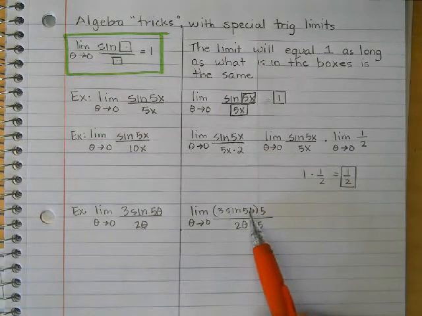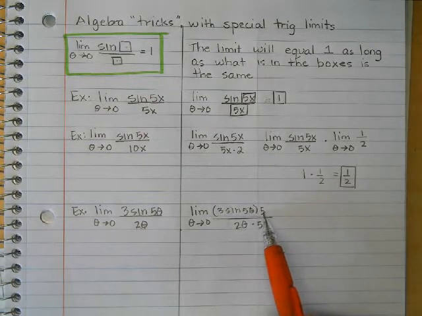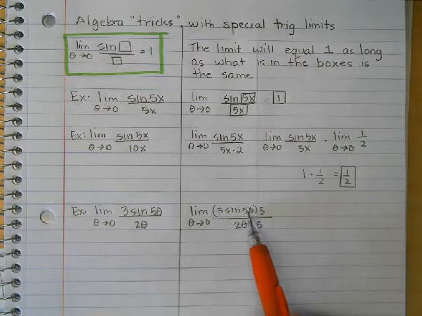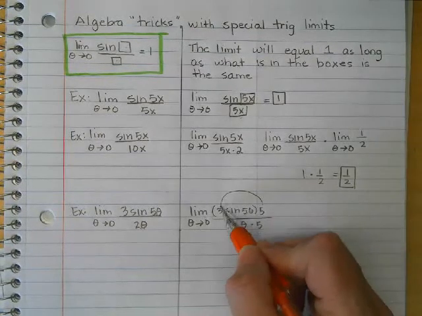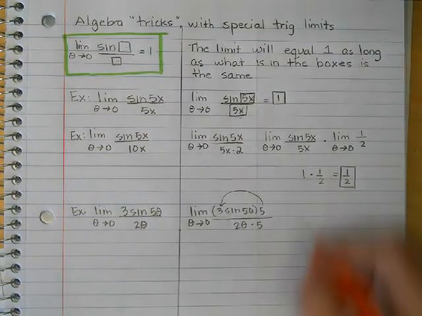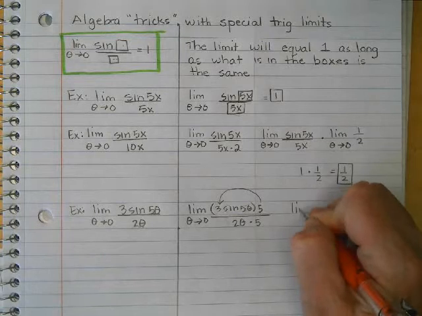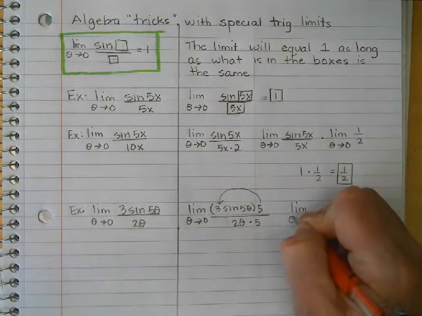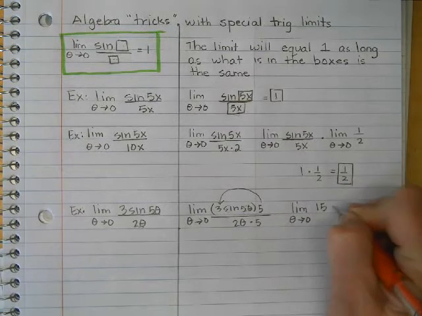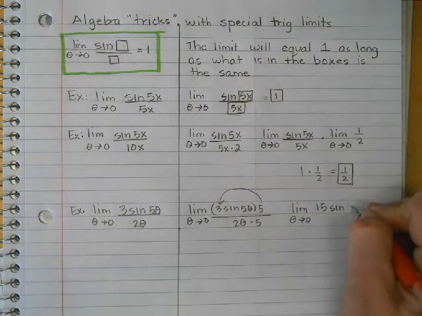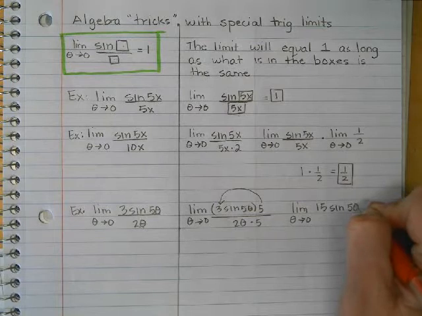Okay, so when I multiply this top by 5, don't think of this as the distributive property. I can't just go right into there, sine 5 theta, I can't multiply. This gets multiplied right there. Okay, so this is the limit as theta approaches 0 of 15 sine of 5 theta.